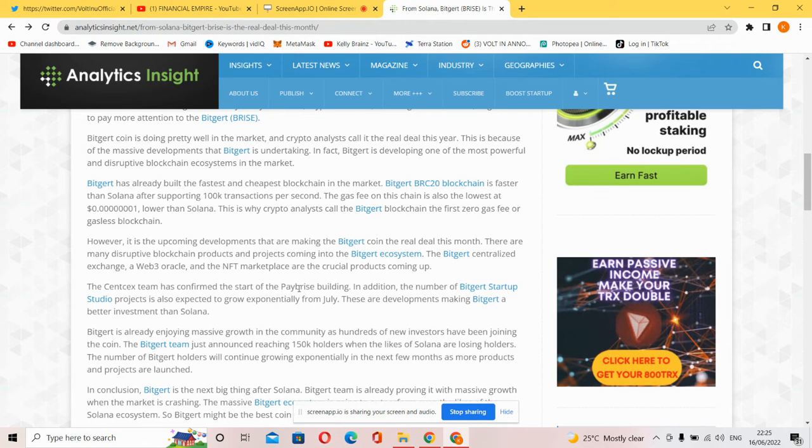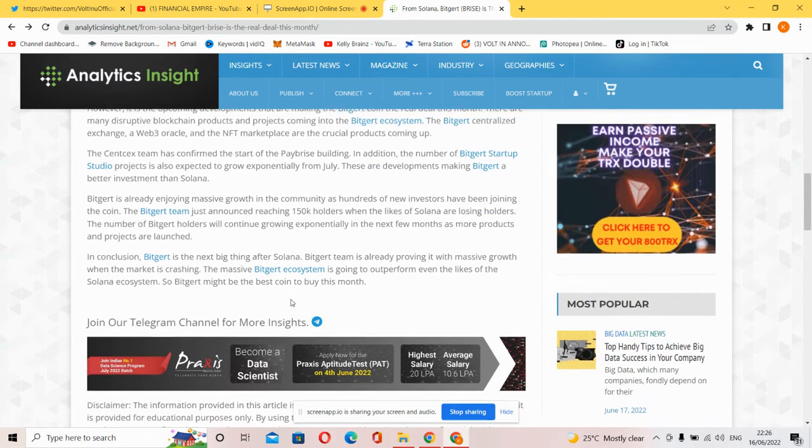There are many disruptive blockchain products and projects coming into the Bitgert ecosystem. The Bitgert centralized exchange, a Web3 oracle, and the NFT marketplace are the crucial products coming up. The CISA's team has confirmed that the startup PayBridge is building. In addition, the number of Bitgert startup studio projects is also expected to grow exponentially from July. These are developments making Bitgert a better investment than Solana.